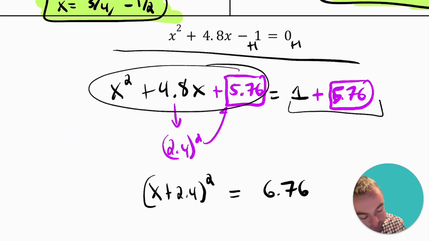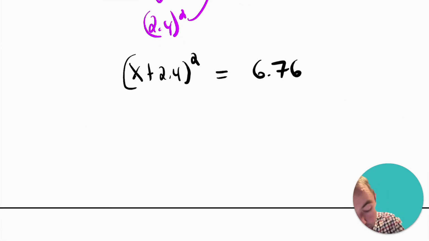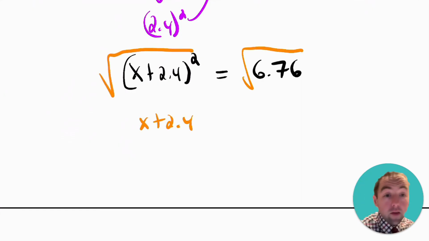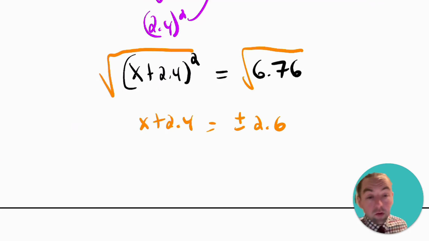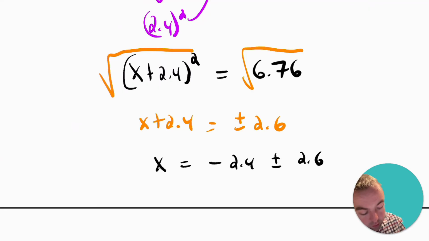Okay, so now we can use the square root property. So if we square root that side, you'll get just x plus 2.4. And then it turns out that if you put that into a calculator, it comes out to be just the nice 2.6 decimal number right there. You'll get both plus and minus, since we square rooted that number. And then finally, you can get the x alone if you subtract 2.4. So x is going to be negative 2.4 plus or minus 2.6.